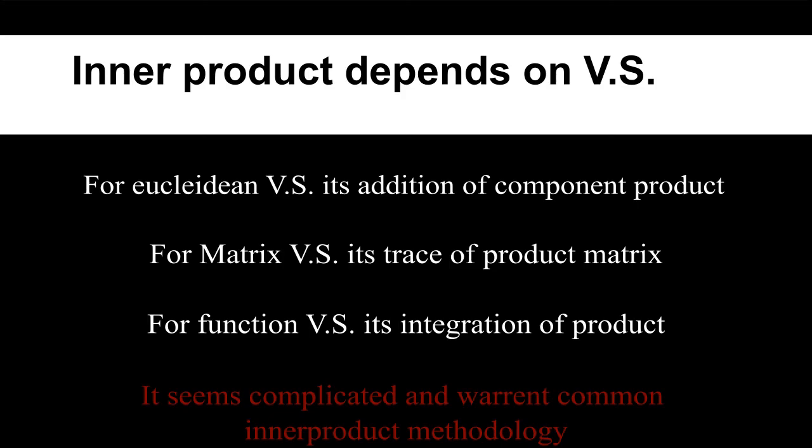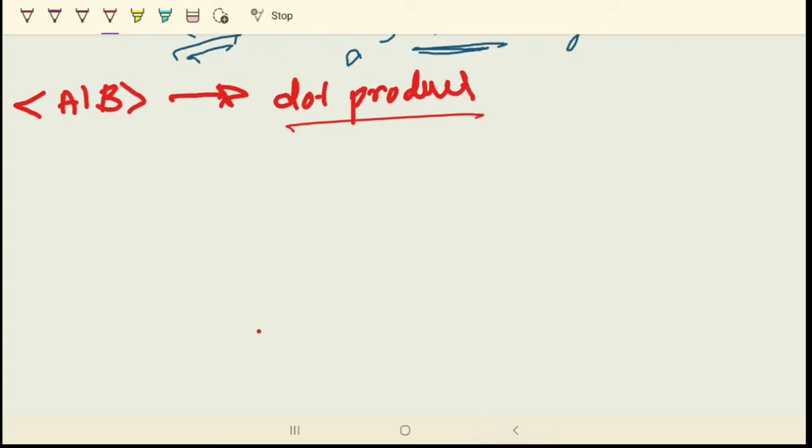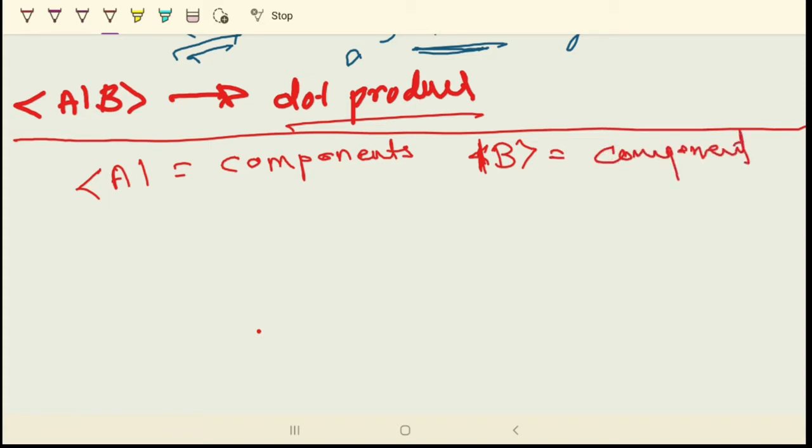Since this inner product A with B is an extension of our dot product, can I use the same method that I have used for the dot product, which is multiplication of components and addition of them together, for the vector spaces? For that I require two things. First thing is that I need A to be represented in the form of components, and similarly B also is going to be represented in some component form.